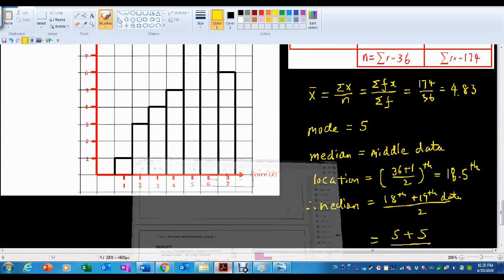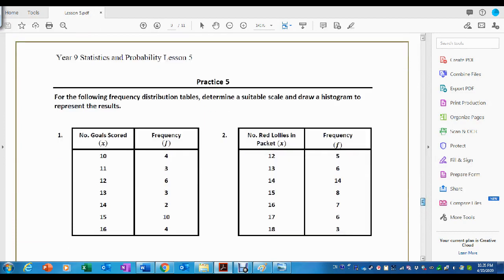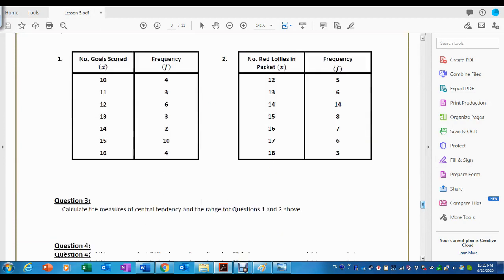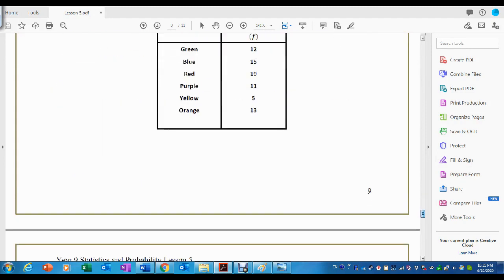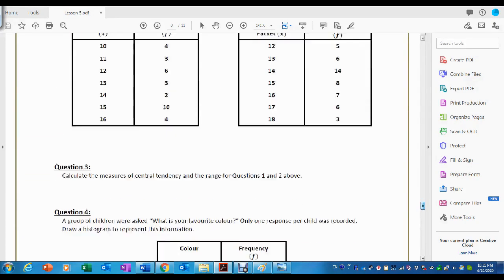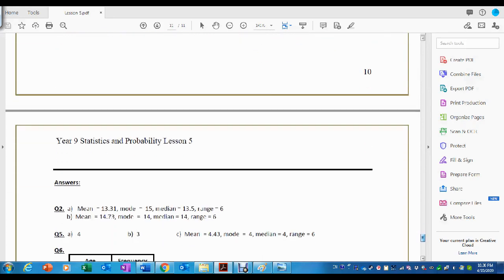Alright, okay, and today's homework is practice 5. So there will be a homework. So there are a few questions here. Okay, so yeah, you might try some of them.